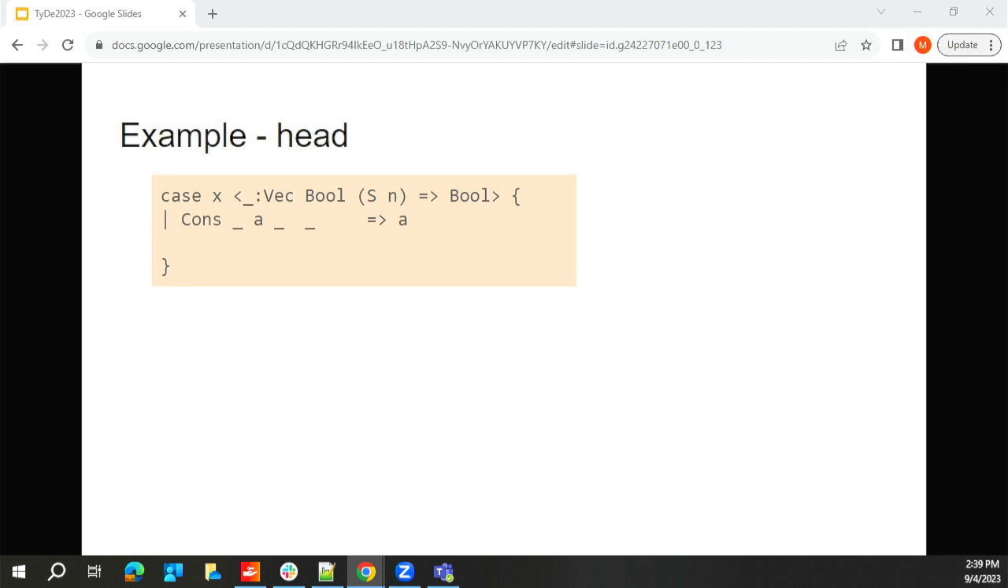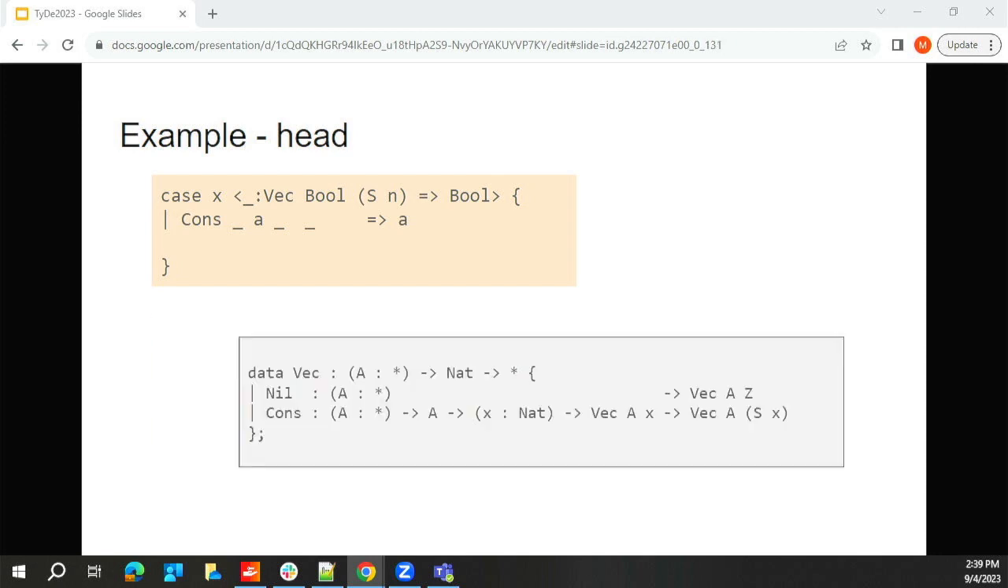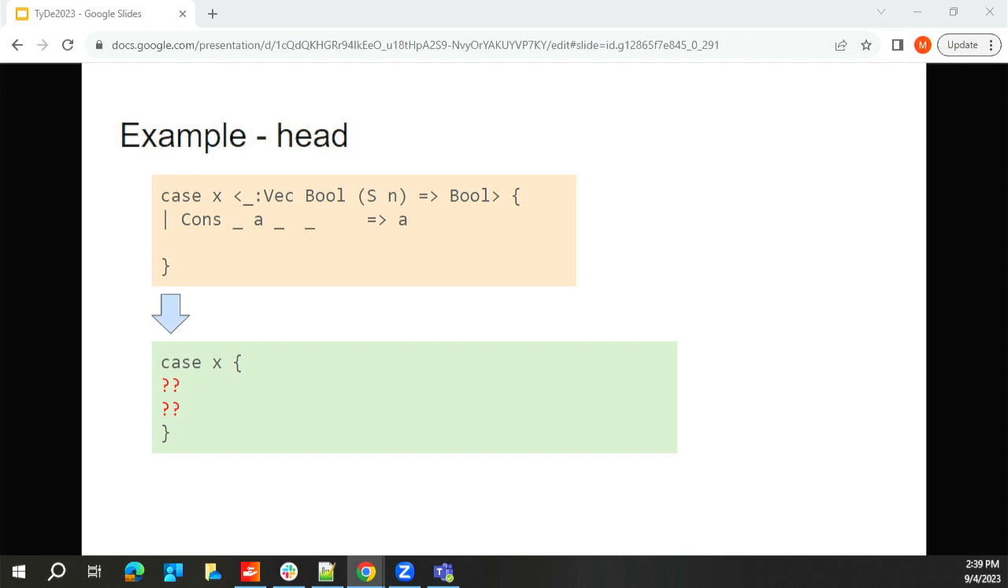So this is probably only explainable at this point through an example. Here is an expression that'll take the head of a term. And we're just going to speed past this because I think we're running out of time.